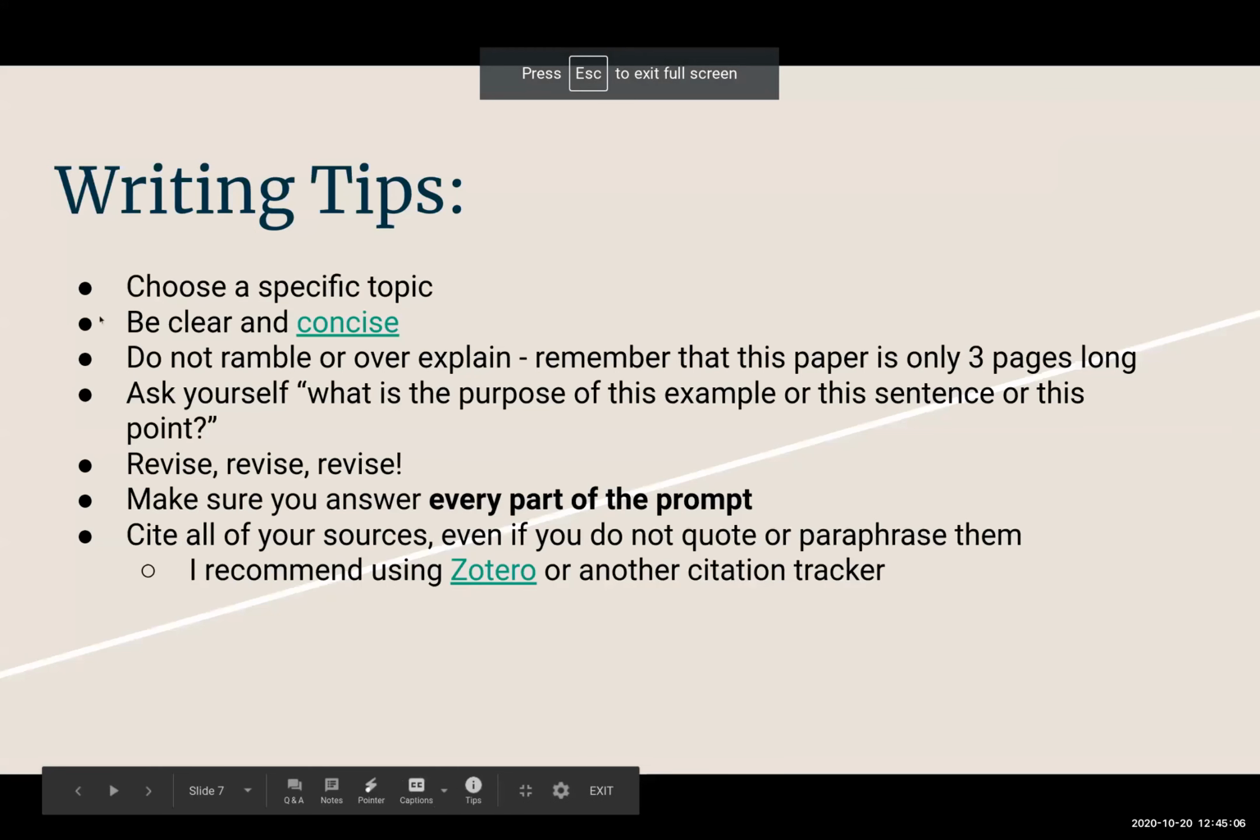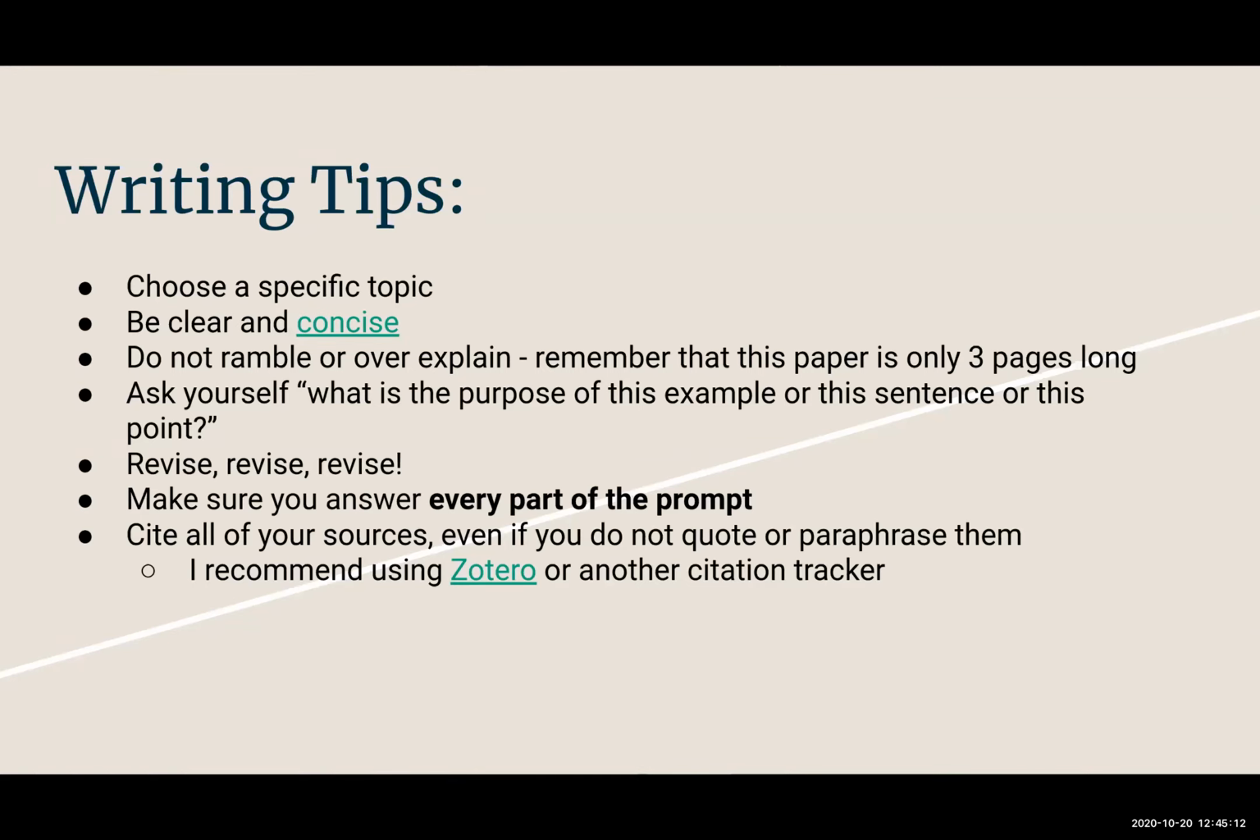Another aspect of being clear and concise is to not ramble or over-explain. Remember that this paper is only 3 pages long. So if you choose a topic that you're super passionate and excited about, it can be easy to want to talk about it for a long time. Or it can be easy to do a lot of research into the topic, get super interested in it, and then write 2 pages describing what the problem is and why it's so important because you're so passionate about it. But then you're not giving yourself enough space to answer the rest of the prompt.